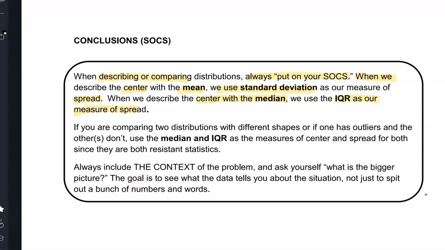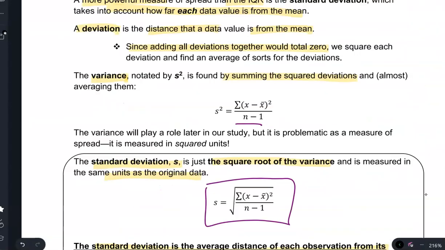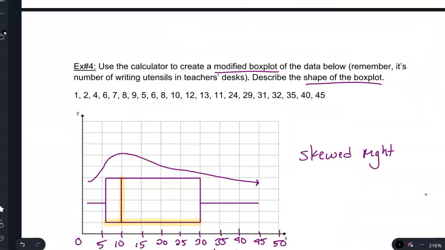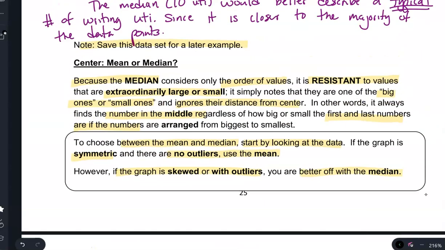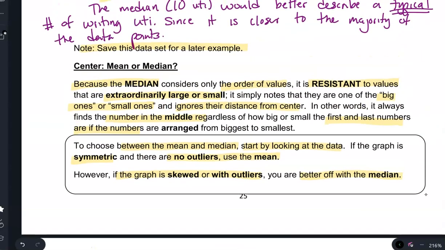If your data is symmetric with no outliers, remember how I said earlier, that's when we're going to use our mean as our measure of center. So looking back over here, if the graph is symmetric, no outliers, you're going to use the mean, which means you're also going to be using your standard deviation. If it is skewed or has outliers or both, you're going to use the median. So that means you're also going to use the IQR.